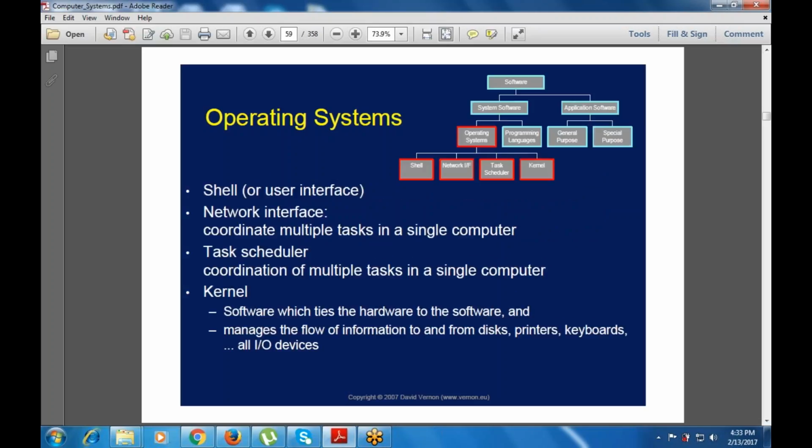Next is the operating system. Again, there is a kernel that is divided into multiple parts: a shell, a network interface, a task scheduler, and the kernel. Now, the shell is a user interface. The network interface and the task scheduler coordinate multiple tasks in a single computer. Then the kernel is software which ties the hardware to the software. The kernel also manages the flow of information to and from the disk, printers, keyboard, and other input-output devices.